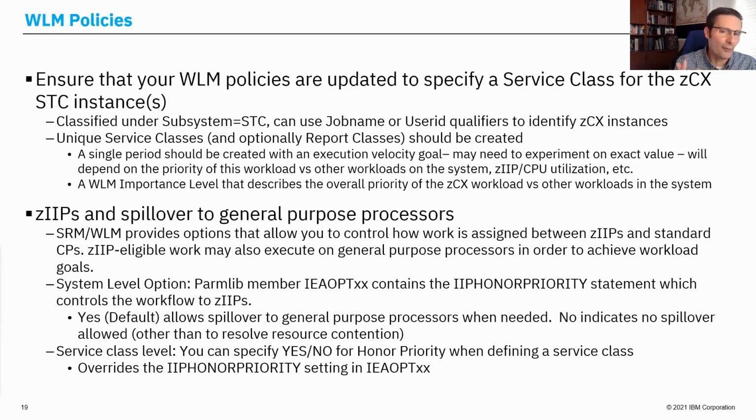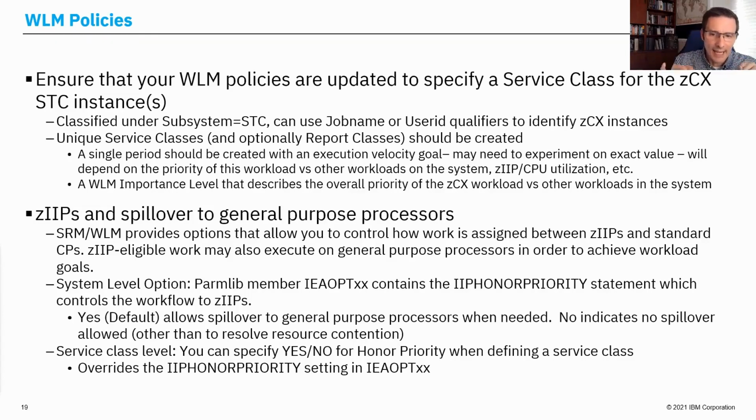In terms of priorities of the system, again, now this is getting into that question about honor priority. So again, we recommend that you create a unique service class for your zCX applications. You can create multiple zCX ones if you have different zCX appliances that you've started up and provisioned, and that they have different priorities, one has mission critical work, one has a little more on the discretionary side. So in this case, I might have an execution velocity goal for one of my service classes to be higher than another execution velocity goal.